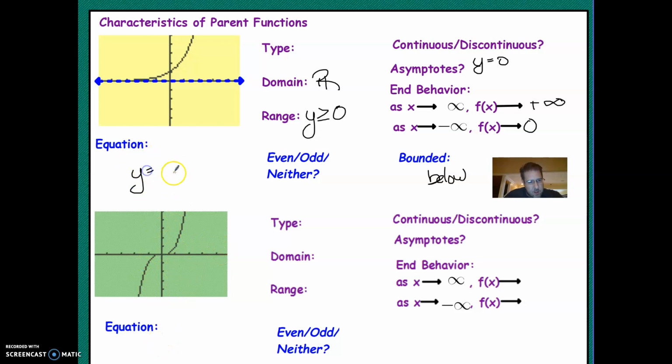All right, the next function is a cubic function. So this is y equals x cubed. This is continuous. Its domain is all real numbers. Its range is also all real numbers because it goes up and down infinitely and left and right infinitely. As x goes towards the right, it's going up towards infinity, and as you go to the left, it's going down towards infinity. It does not have any asymptotes.